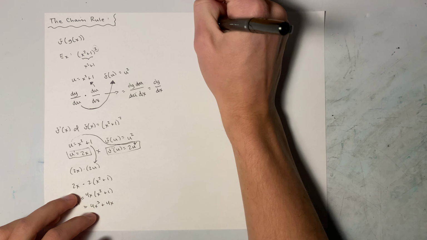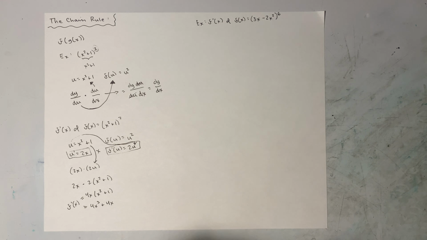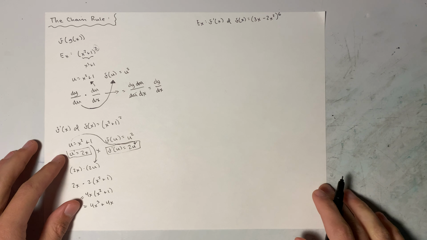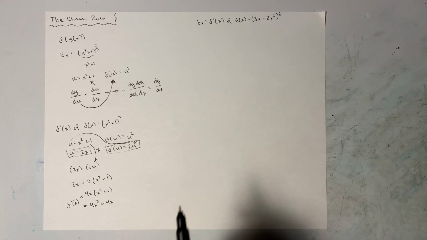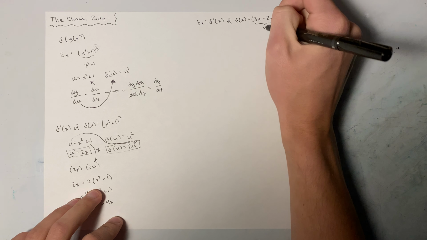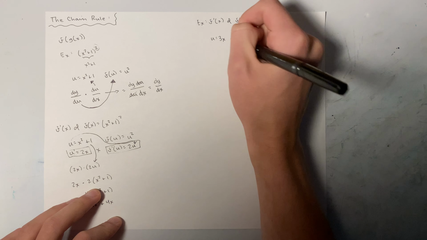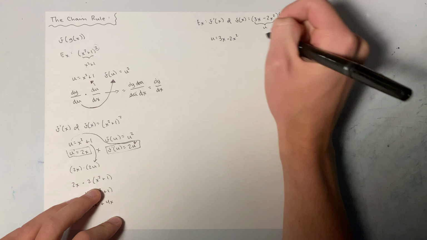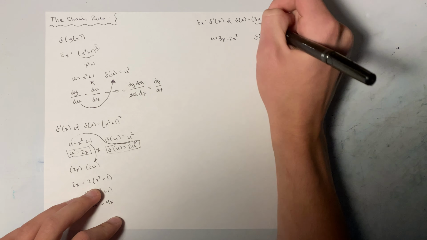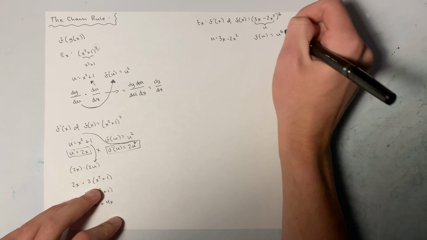Let's say we want f prime of x, the derivative of f of x equals (3x minus 2x squared) all raised to the 6th. So I suggest you guys try this one out yourselves, and then I'll show you how to do it. Our inside function is going to be u, so we know u is going to be equal to 3x minus 2x squared, and our f of u is just all of this raised to the 6th, so it's just going to be u to the 6th.